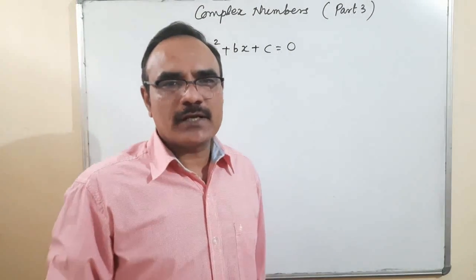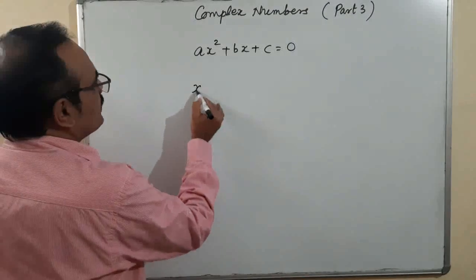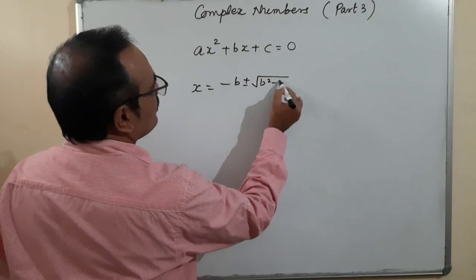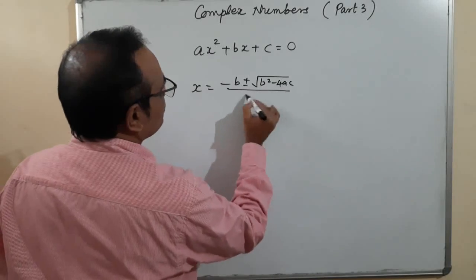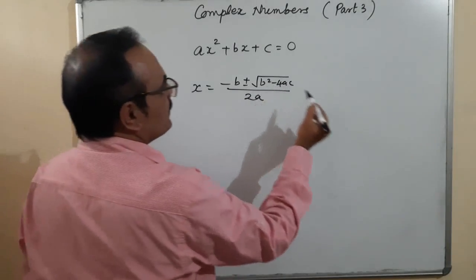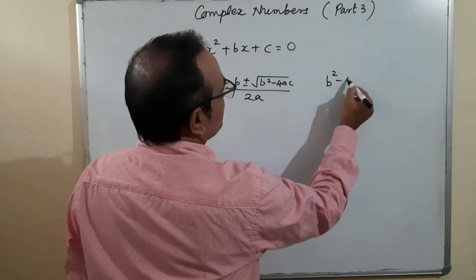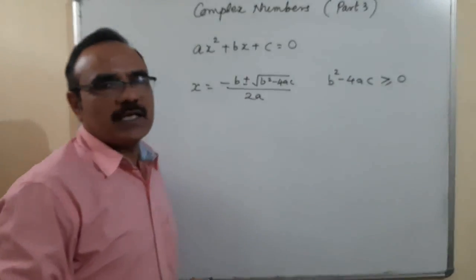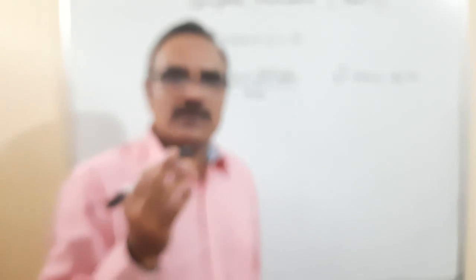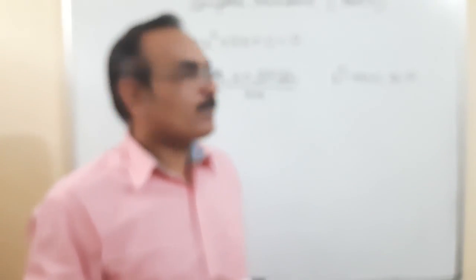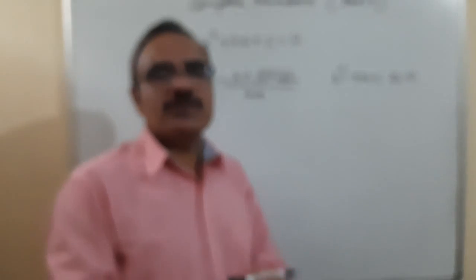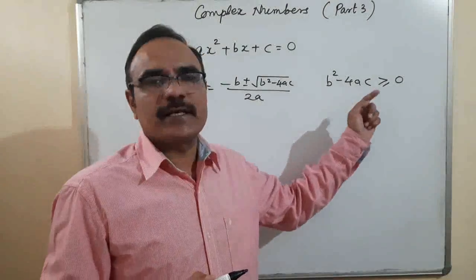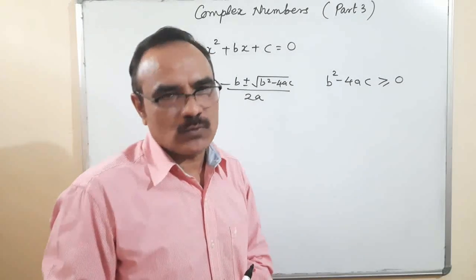We can use the quadratic formula, where the value of x is equal to minus b plus minus under root b square minus 4ac upon 2a. The discriminant b square minus 4ac greater than or equal to 0 means two real roots. If b square minus 4ac is equal to 0, that means two real equal roots. If b square minus 4ac is strictly greater than 0, that means two real distinct roots.